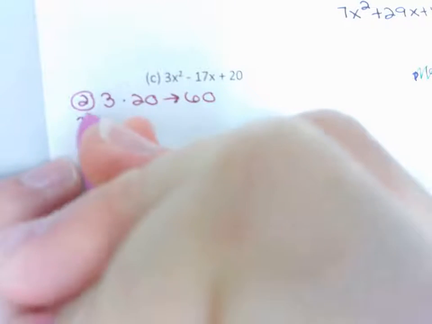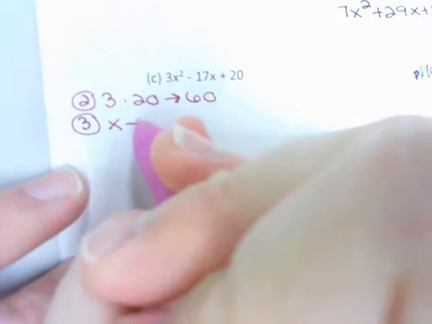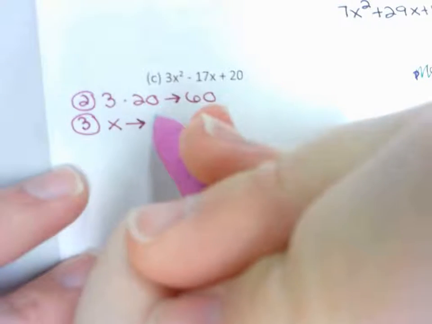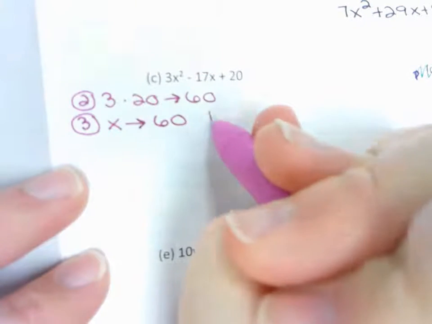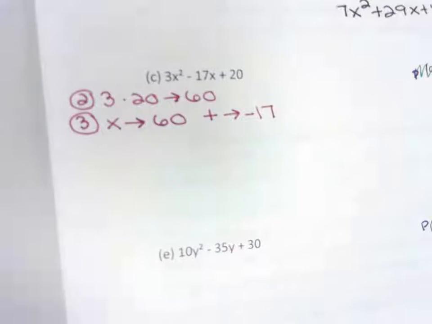Step 3. I need to find two numbers that multiply to give me what? Positive 60. And add to give me the middle number, so negative 17. This is similar to what we did Tuesday, except instead of multiplying to give me the last number, I have to do 3 times 20 first. Two numbers that multiply to give me 60, add to give me negative 17. Now let's think about the signs of these numbers. If they need to multiply to give me a positive, but add to give me a negative, what are my signs going to be?